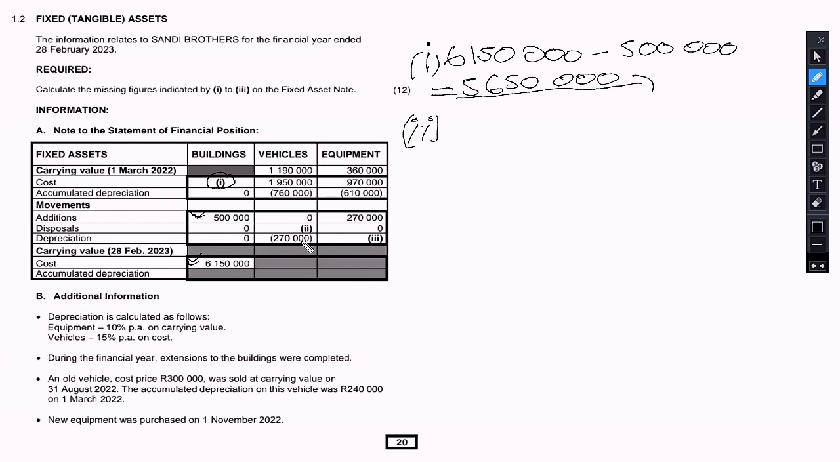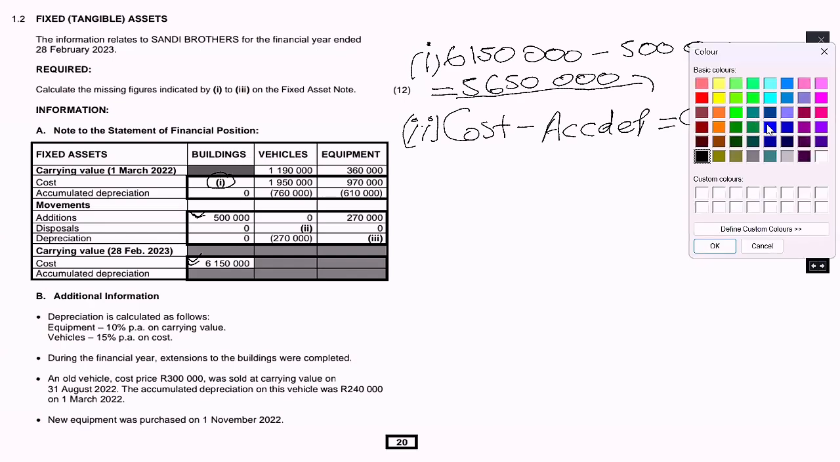Moving right along, Roman figure 2. So for Roman figure 2, we need to calculate our disposal at carrying value. Remember the formula for carrying value: it is cost minus accumulated depreciation, right? Then to get our carrying value.